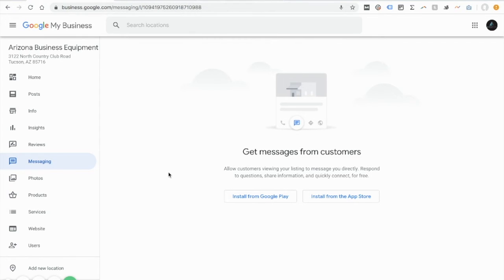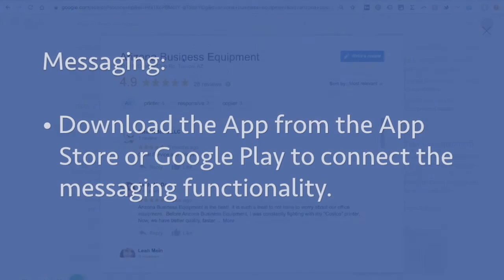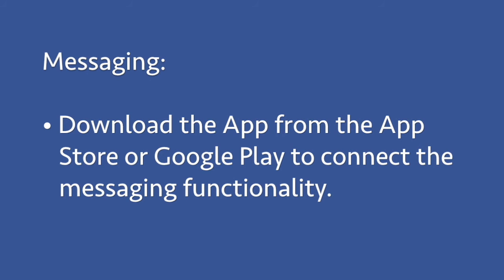Now, this is not enabled from the listing here within the directory that you'll be managing. You do need to download this app to your phone, and that way the phone and the texting can be connected through your Google My Business. But how easy is that for someone to just come to your listing and be able to go ahead and get in contact with you right away? It's a really powerful way to make that connection.